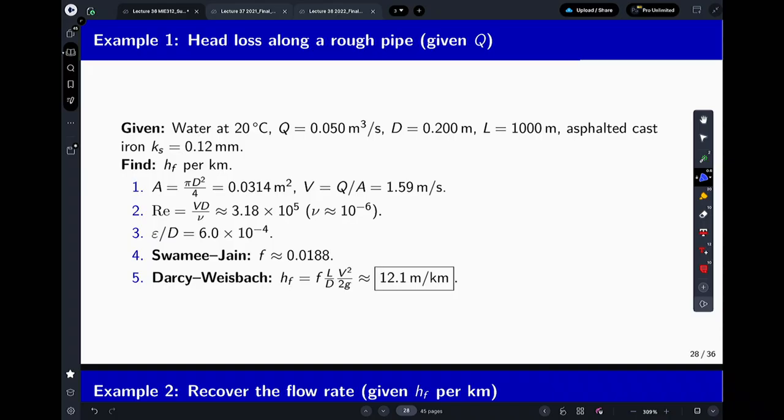So the first one, just very straightforward. Find the head loss. You're given everything else. You calculate the area. You calculate the Reynolds number. And once you do that, oh, that's interesting. You have Swamee-Jain. You can calculate the terms. And Darcy-Weisbach to calculate the head loss.